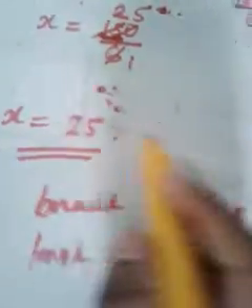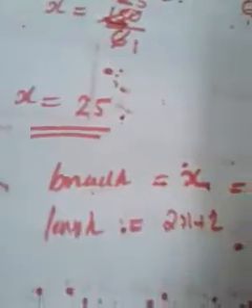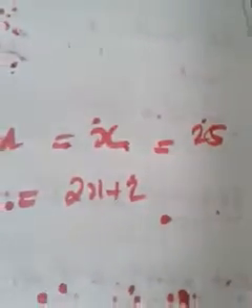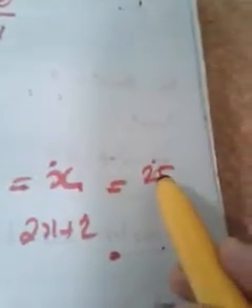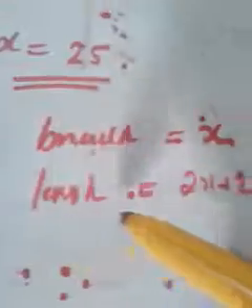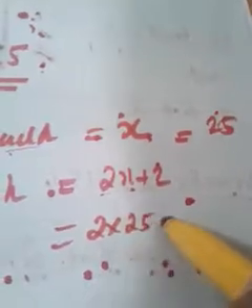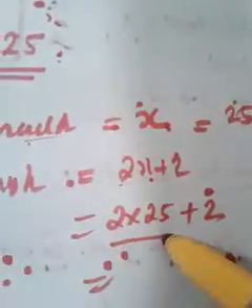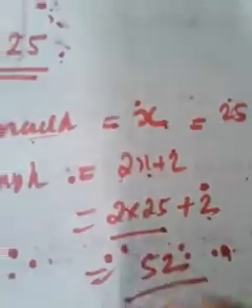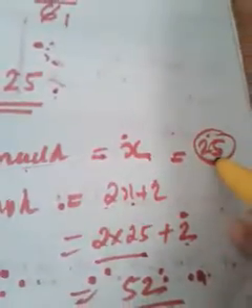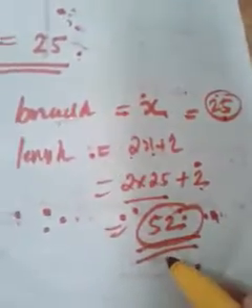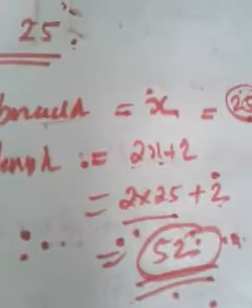Since we got the value of x, breadth is nothing but x. That x we got as 25. So breadth will be 25. And how will we get the length now? Breadth is x and that x we got as 25, so automatically breadth will be 25. To get the length, we have to do 2x plus 2. That means 2 into x, and x is 25. So 2 into 25 plus 2. What is 2 into 25? 50. 50 plus 2 is 52. That means the breadth of the pool is 25 meters and the length of the pool is 52 meters.